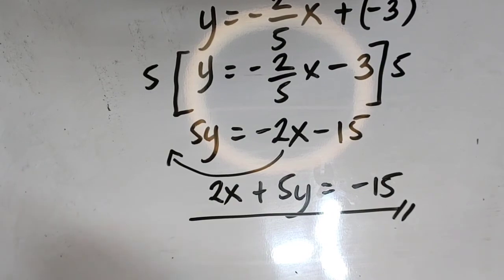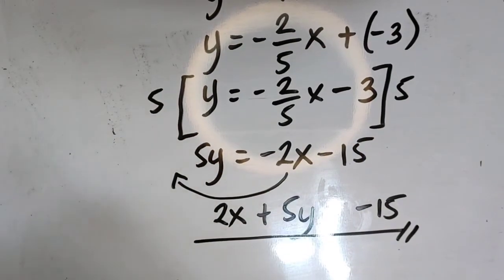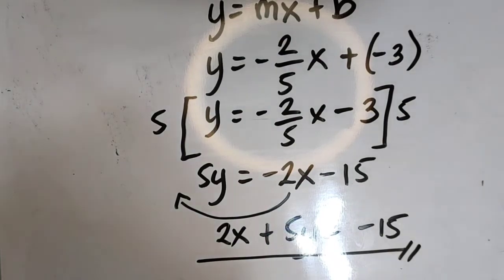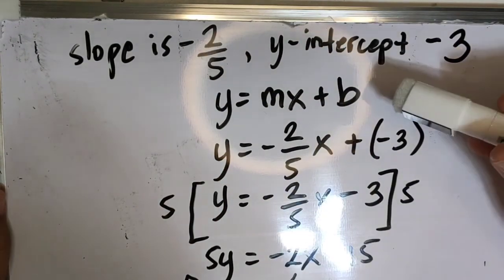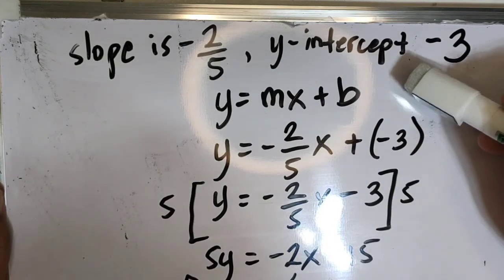Okay? So, napakadali lang, di ba? Basta kapag ang given natin ay slope at saka yung y-intercept, ito yung ating gagamitin. Y is equal to mx plus b.